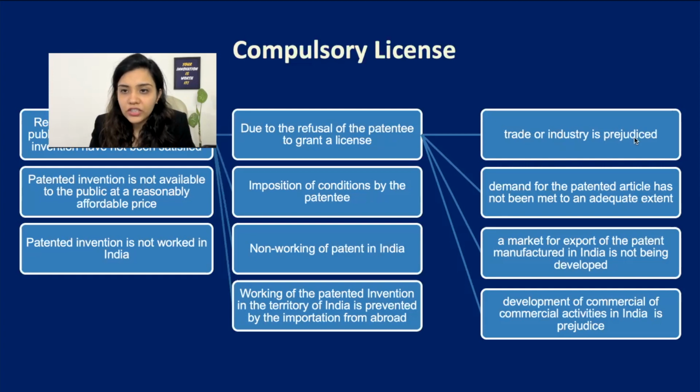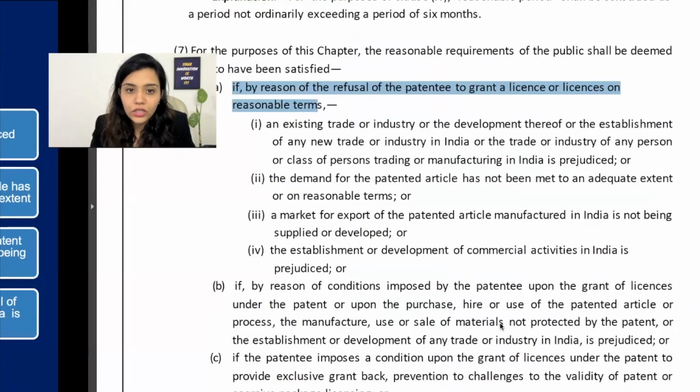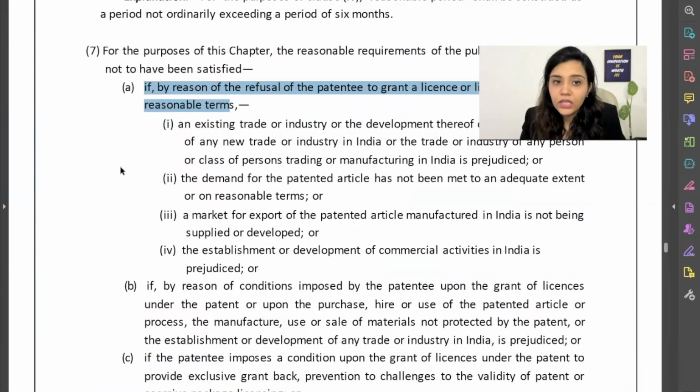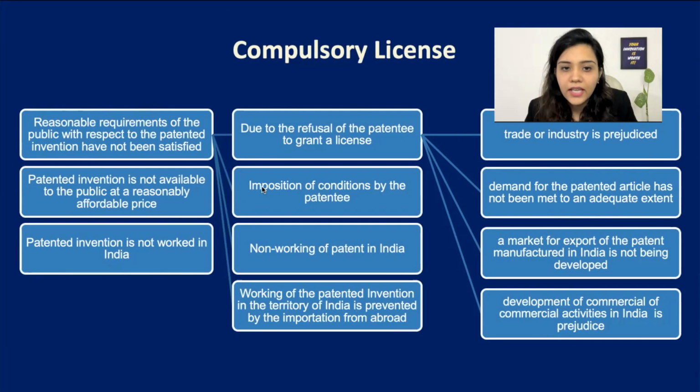Trade or industry is prejudiced. Demand for patented article has not been met to adequate extent. The market for export of patent manufactured in India is not being developed, or development of commercial activities in India is prejudiced. So these are the 4 conditions which are mentioned here in subsection 7A, and then we have 1, 2, 3, 4. Next is imposition of conditions by the patentee.